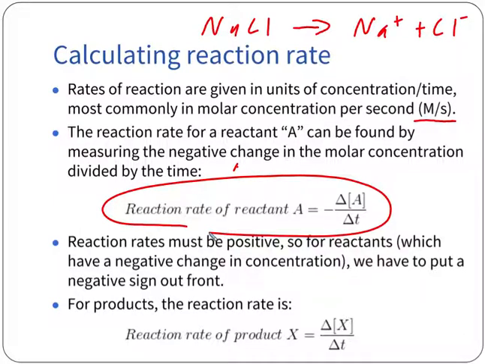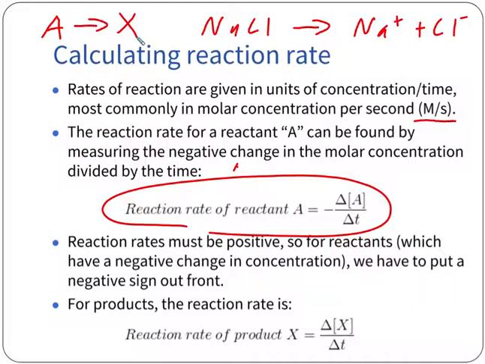So the reaction rate of reactant A in that little equation where we said A reacts to form X is going to be the negative of the change. Remember that little delta sign, little triangle, means change. The change in the concentration of A, because remember we said those brackets back in equilibrium mean basically concentration of. So the change in concentration of A divided by the change in time, take the negative of that, and that's the reaction rate.